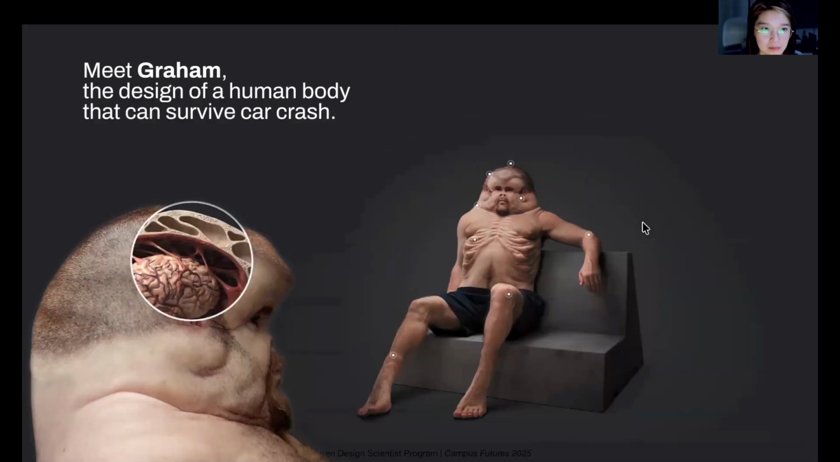Melanin, the element in our body that helps us stay protected against the sun, can it be used as a sustainable building covering material? Or Graham. This is actually one of my favorite speculative design projects. They designed a human body that can sustain a car crash. And it shows the amount of force a human has to take if we do not wear seatbelts. We need our lungs very pressed. We need our nose very far back so it wouldn't hit anything. We need our brain suspended and insulated.